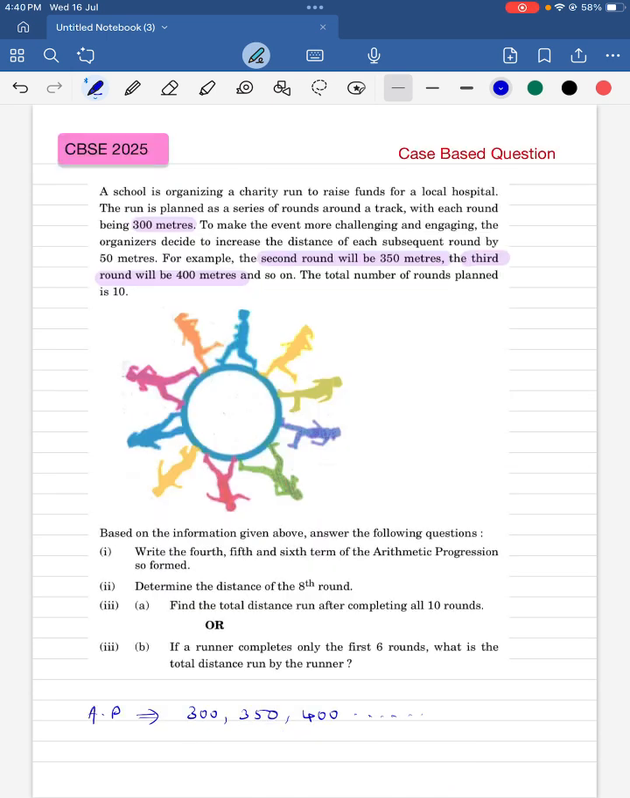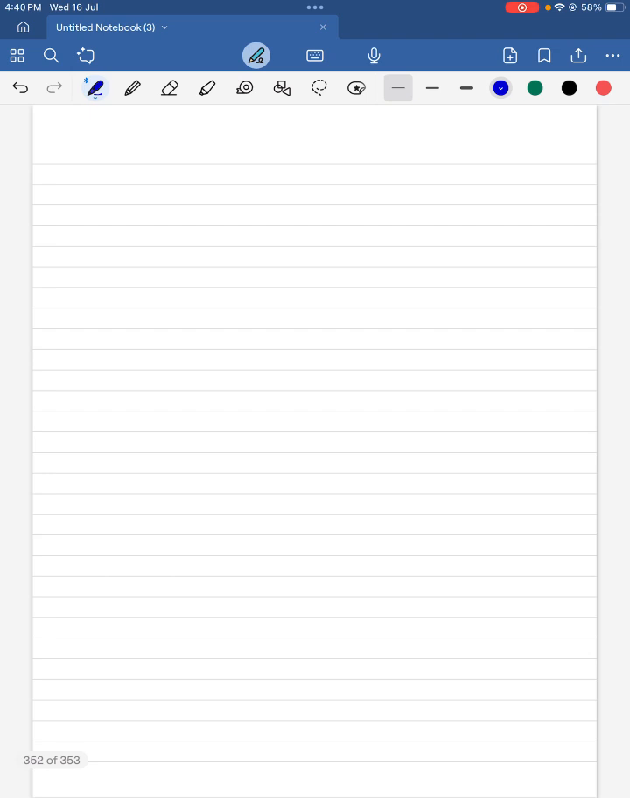Now in the third question, A part, you have to find the total distance run after completing all 10 rounds. In order to find the total distance, we have to use the formula for finding the sum of n terms, that is Sn equals n by 2 into 2a plus n minus 1 into d. So here we have to find the total distance after 10 rounds. That means we have to find out what S10 is going to be.